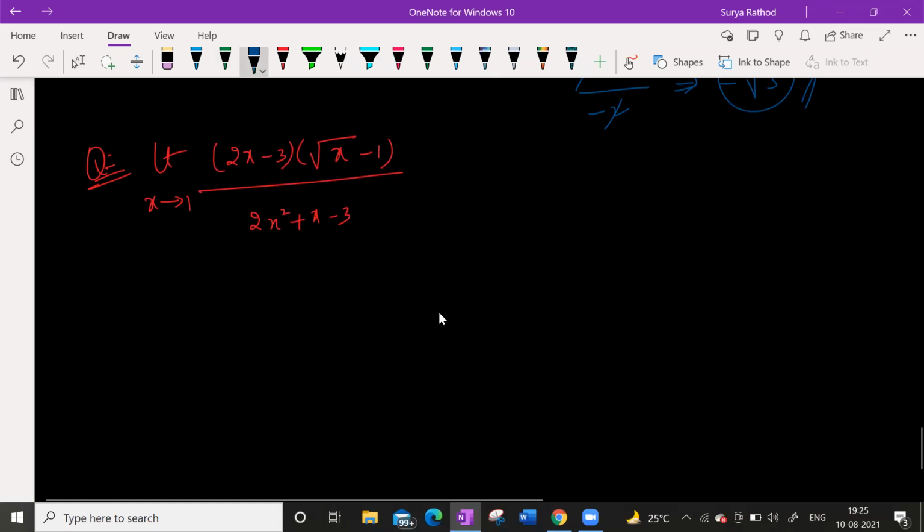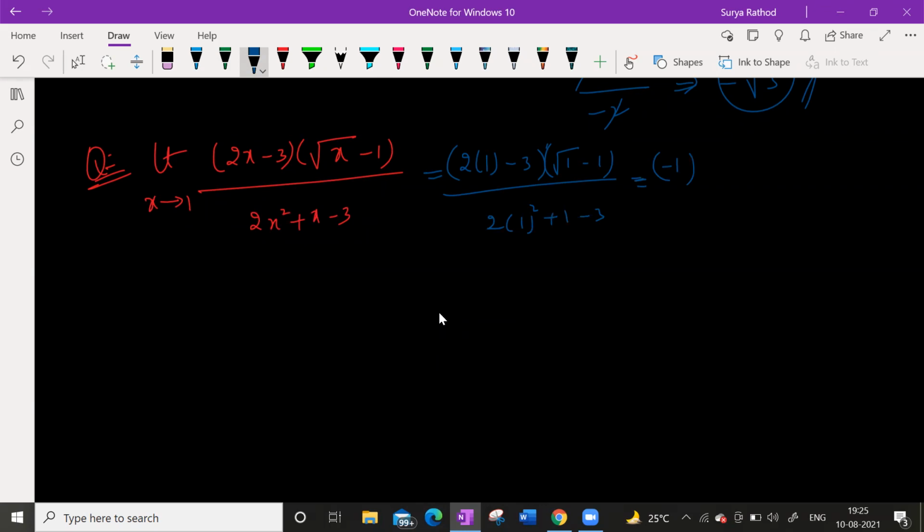So what method can we apply again? First, you have to apply direct substitution. If I apply direct substitution, 2 into 1 minus 3, so square root of 1 minus 1 divided by 2 into 1 square plus 1 minus 3. So 2 minus 3 minus 1, here 0 divided by 3 minus 3. So 0 by 0 form I got again, an indeterminate form.